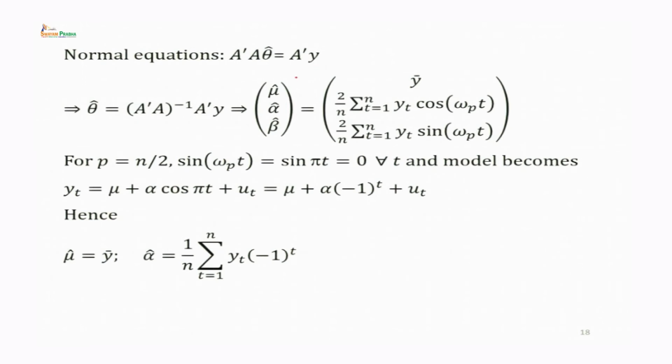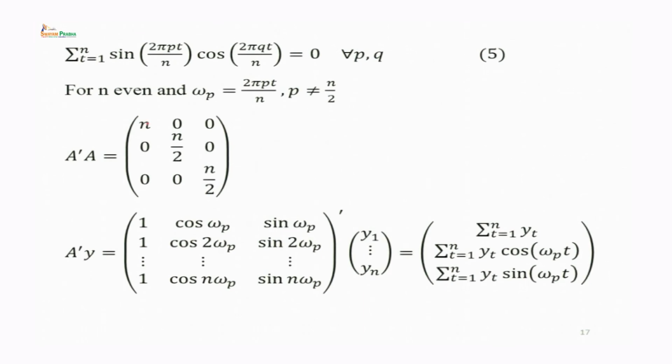So, these normal equations then become, you can simplify the least square estimator actually in this form. Mu hat, alpha hat, beta hat equal to, you write A transpose A inverse here, which we have obtained here. So, A transpose A inverse, you get 1 upon n here, 2 by n here, and 2 by n here, and then you multiply A transpose A inverse by A transpose y, this term.